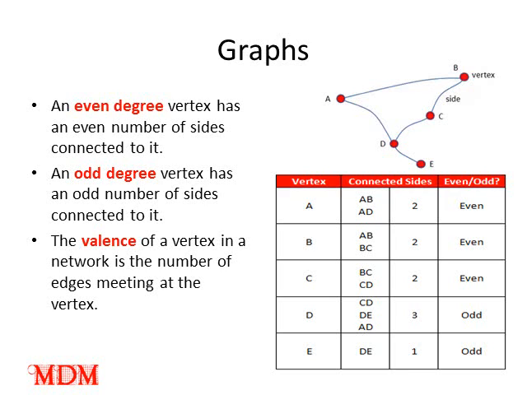These numbers are called the valence. The valence of a vertex in a network is the number of edges meeting at the vertex.